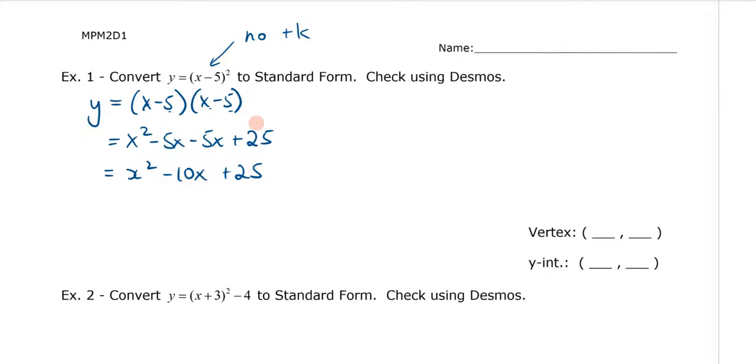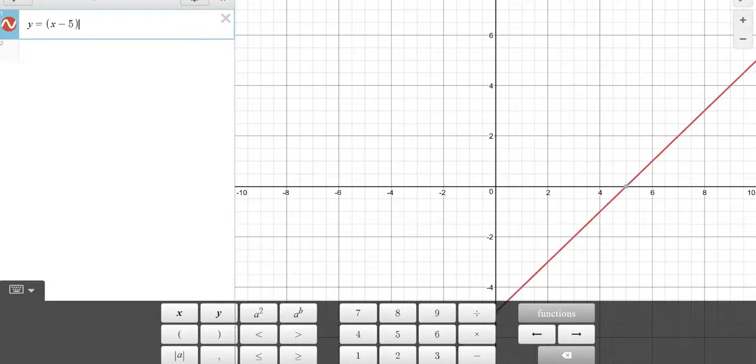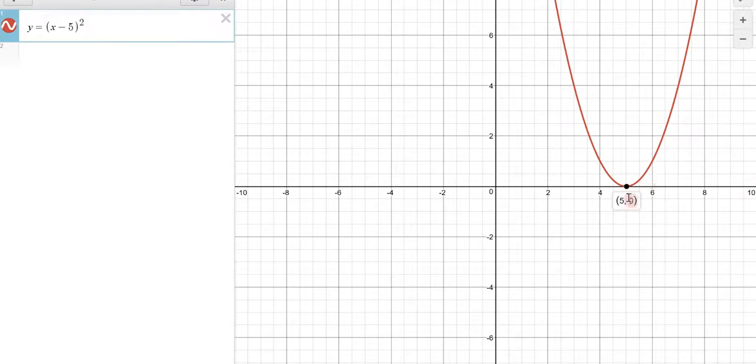Now, if we look at this equation in Desmos, you may recognize something here. Let's open up Desmos and write in y equals (x minus 5) squared. Notice what its vertex is. Its vertex is positive 5 and 0.